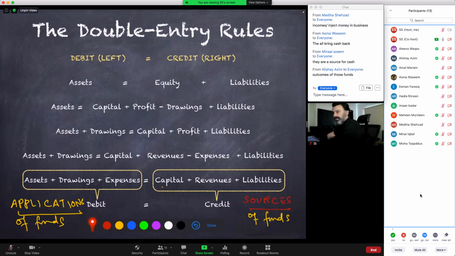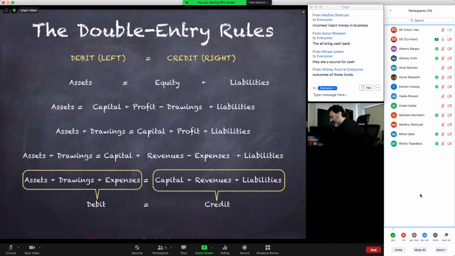This is the detail over here. So all assets, drawings, and expenses have a default debit nature, and liabilities, incomes, and capital have a default credit nature. I hope we all agree. Amal agrees because Amal cannot put that. Hadia and Madiha Shahzad agree as well because the rest have agreed.